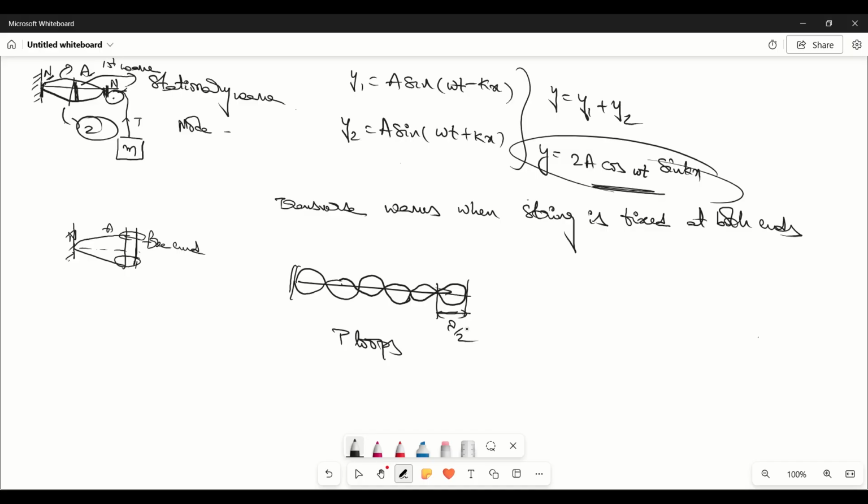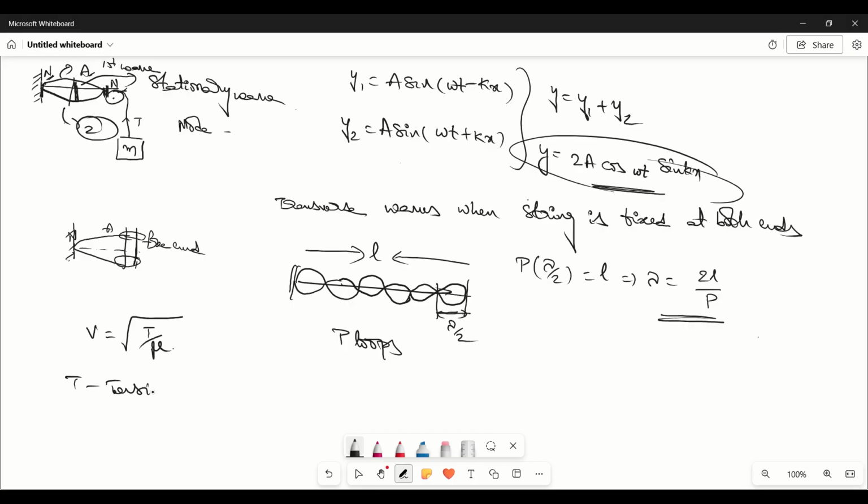So when we consider the complete length of the string, we can represent that p into lambda by 2 is equal to L. By using this equation, we can represent lambda equal to 2L by p. This represents the wavelength for p loops. Whereas when we consider a string, the speed of the wave across the string is represented as the square root of T by mu, where T is tension and mu is linear density, and we can represent mu equal to m by L, mass per unit length.